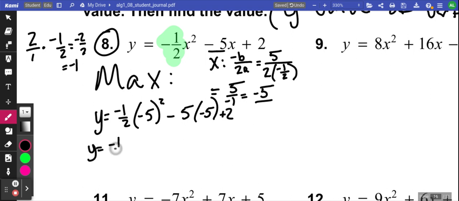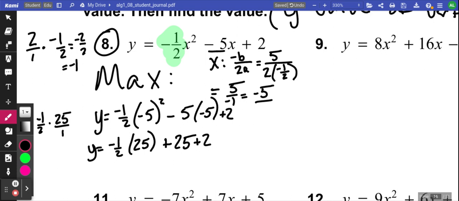I get negative 1/2. Negative 5 squared gets me positive 25, since a negative times a negative gets me a positive. Negative 5 times negative 5, I already know that's positive 25, plus 2. Negative 1/2 times 25, think of it as 25 over 1, so negative 25 over 2. I get some nice ugly numbers with this one. Negative 25 over 2, and 25 plus 2 is 27.